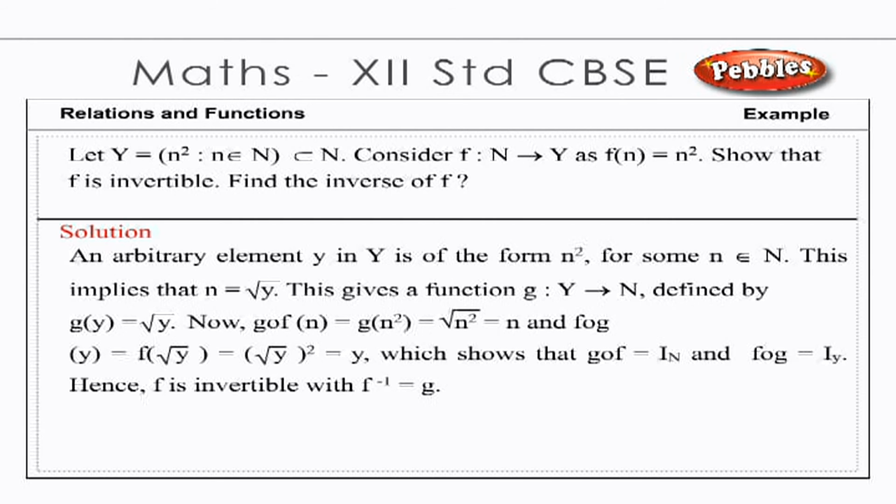and f(g(y)) = f(√y) = (√y)² = y, which shows that g∘f = I_N and f∘g = I_Y. Hence, f is invertible with f inverse equal to g.